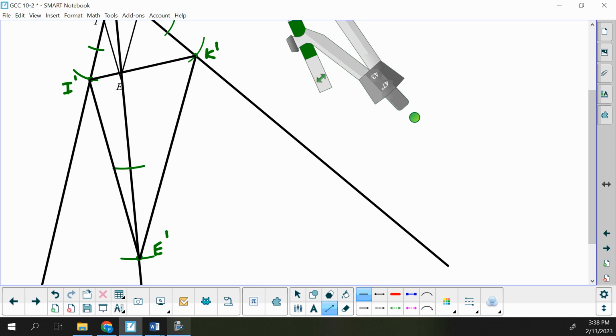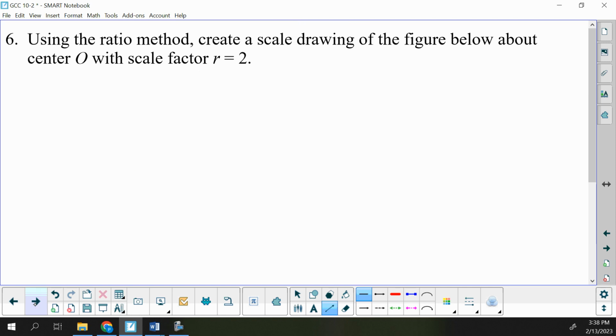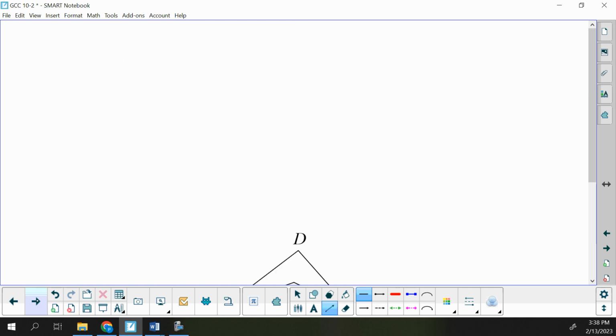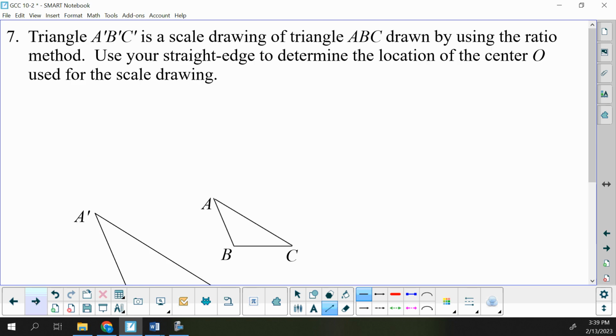We're going to skip page 17. Page 17 is the same thing, just you'd be doing it with a scale factor of 2 instead of a scale factor of 3. If you didn't have letters on each of your points, say you just had some figure like that, you would just pick your points to be the key spots. So you would just dilate those key spots and then just reconnect them. But we're going to finish off with question 7 on page 18.